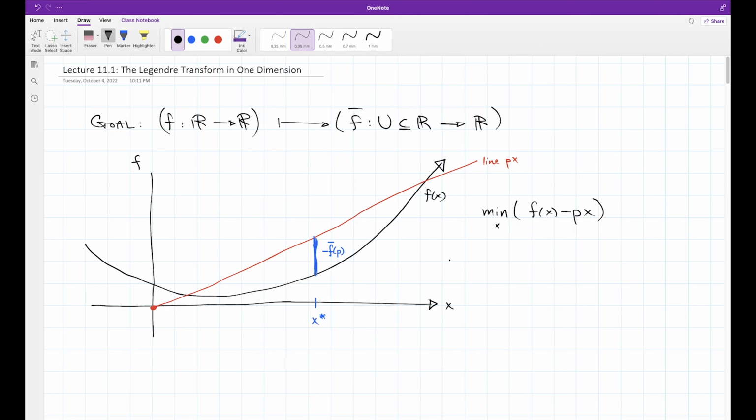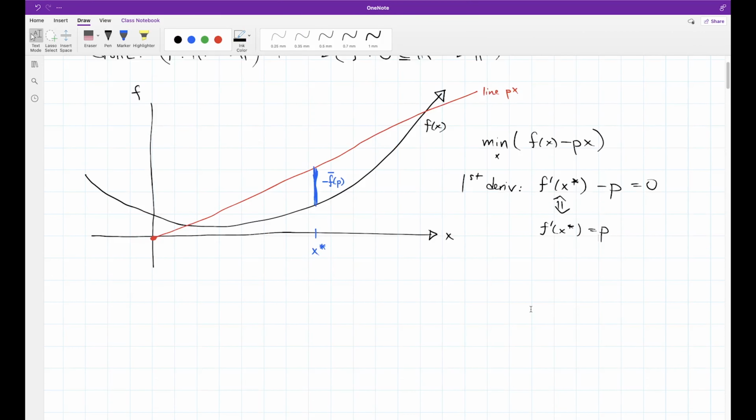So how would we typically do that? Well, we would use a first derivative condition. The first derivative condition that we'd want is we'd like for x star to satisfy f prime of x star is equal to p, or really f prime of x star minus p is equal to 0, which is precisely the same as f prime of x star is equal to p. Good. But how do we know that this is a minimum of this expression? The answer is that we need to take the second derivative.